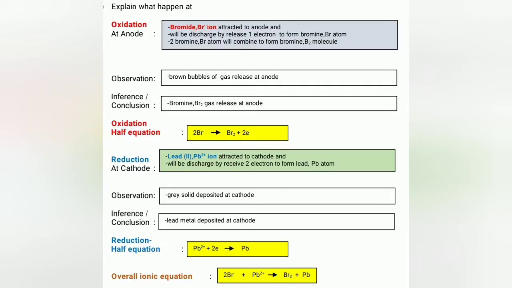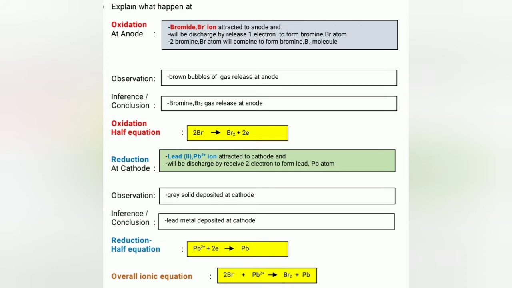In the electrolysis of molten lead(II) bromide using carbon electrodes, oxidation occurs at the anode. Bromide ion undergoes oxidation because it releases its electron to form bromine molecules. Bromide ion acts as a reducing agent.